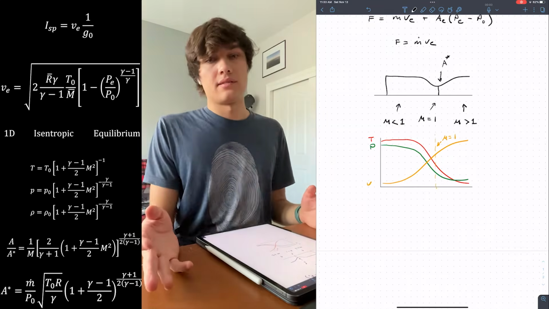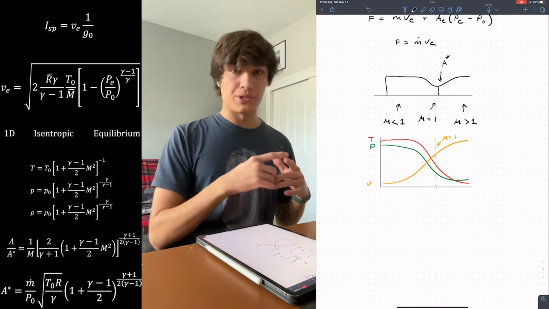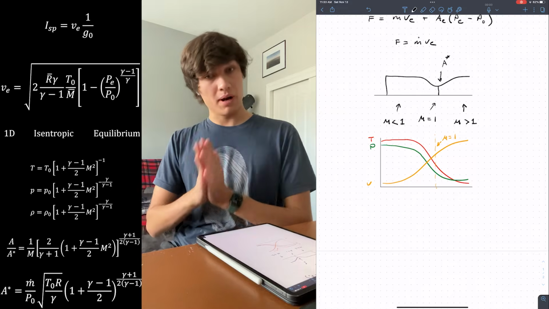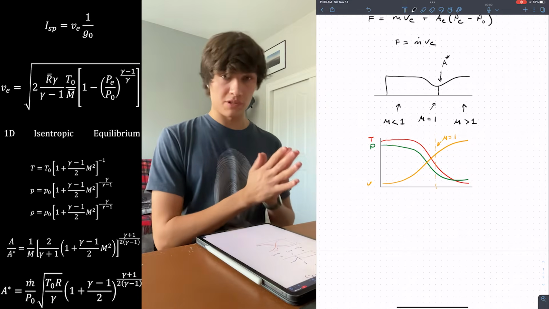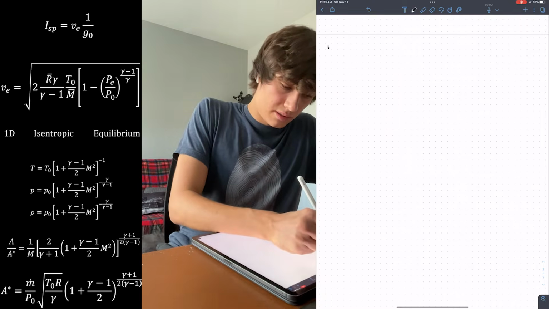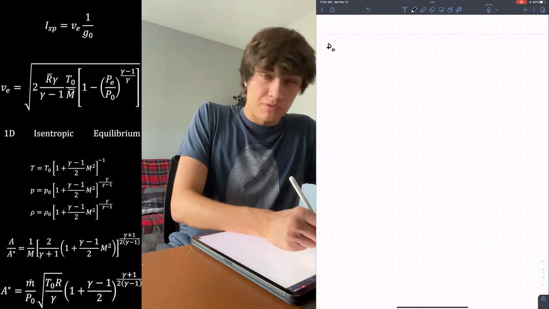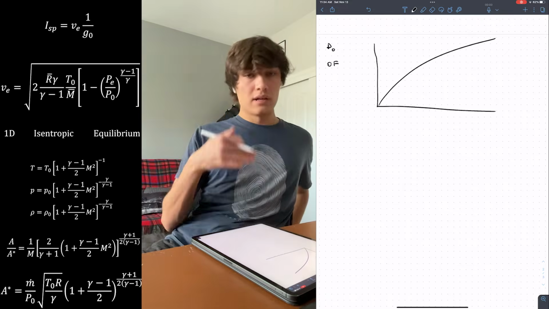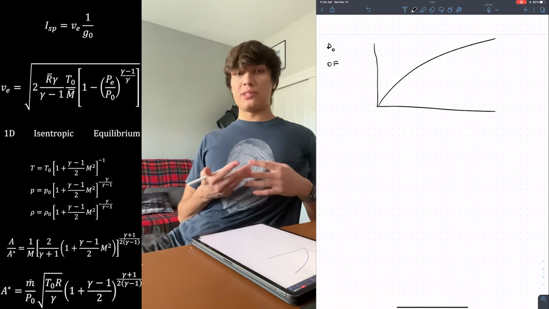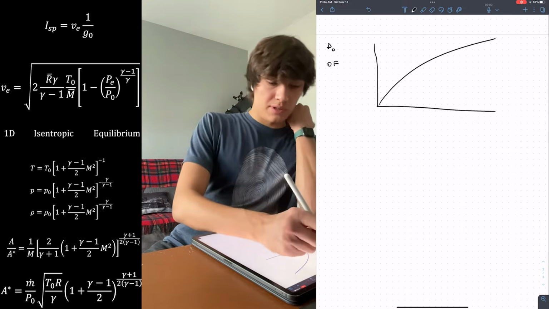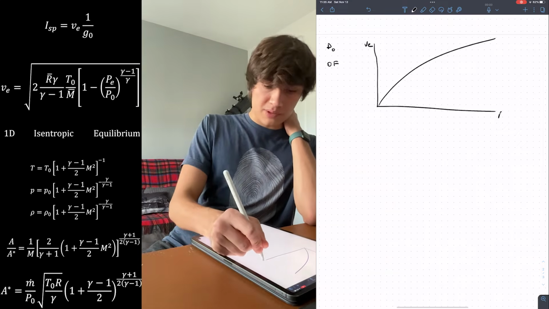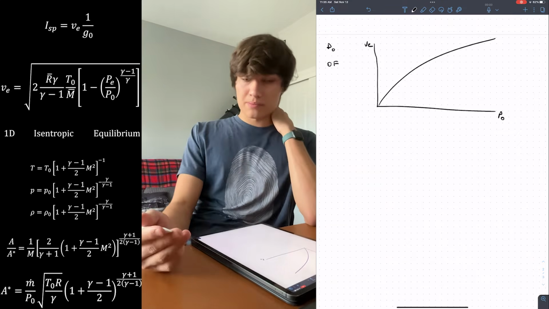Okay, now that we understand the Mach area relation, let's go back to the velocity equation and talk about the two other parameters that determine a rocket engine's performance. And those two parameters are the chamber pressure and the oxidizer to fuel ratio, OF. So in general, for any combination of propellants, increasing chamber pressure will increase the efficiency of the engine. So if we plot the exhaust velocity on this axis and chamber pressure on this axis, this is what happens.